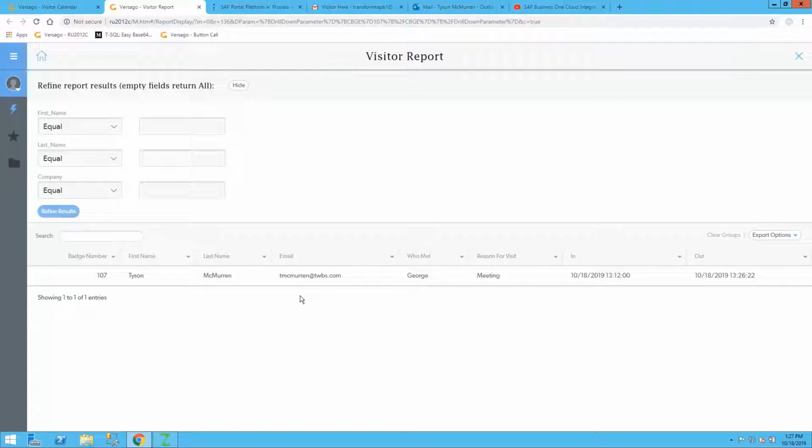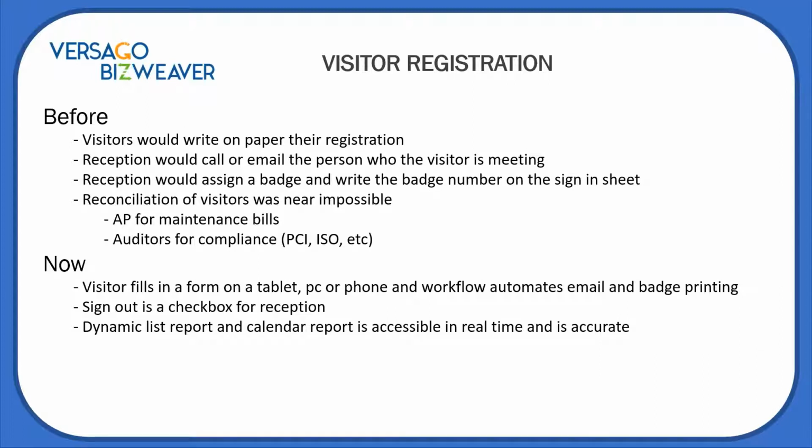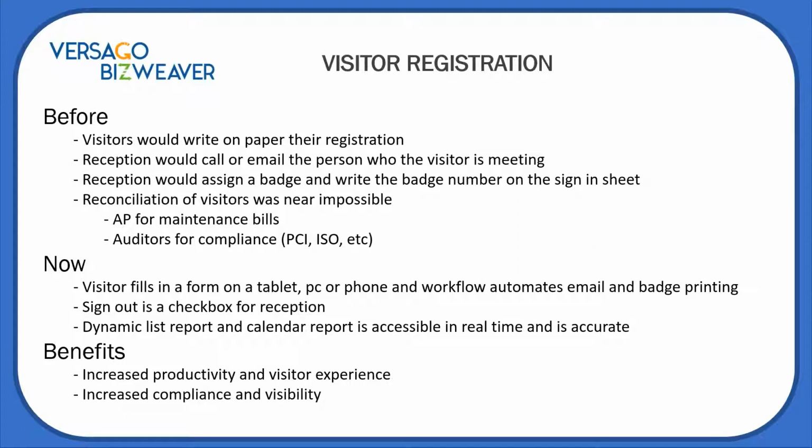So this Fix It Friday is really just replacing a paper process with a digital process, and we've automated a lot of the workflow that reception would typically have to do. It makes it a lot easier for auditors to get information. So the benefits are really around increased productivity of your staff members and also the visitor's experience, having the email and the visitor policy, everything digitized versus on paper. And the big thing for our customer that implemented this was the compliance and the visibility to who's in the building and keeping track of all of that for auditors.